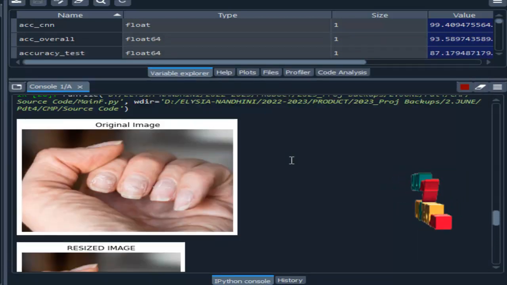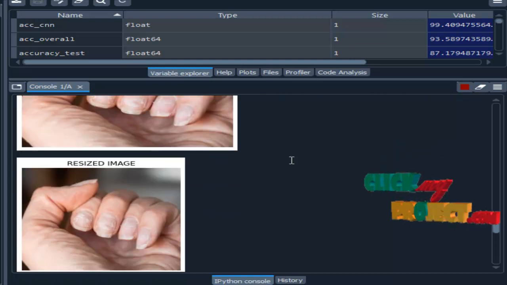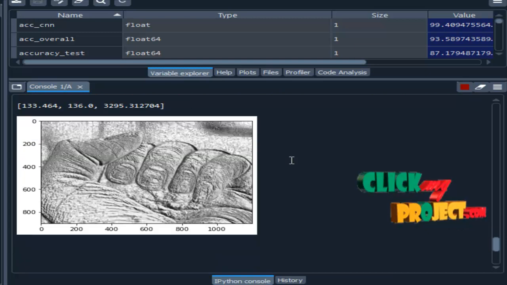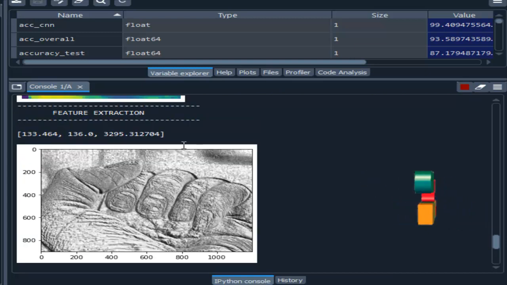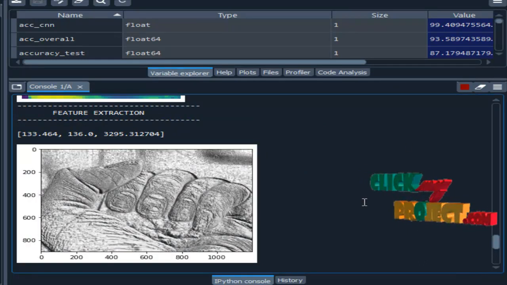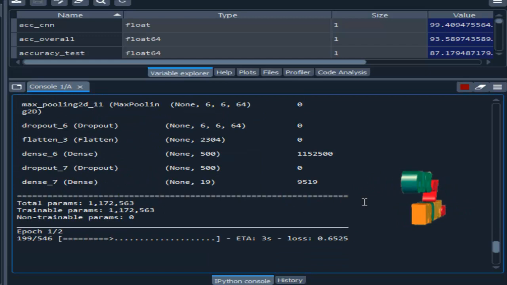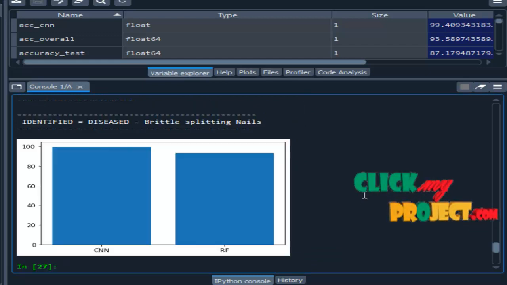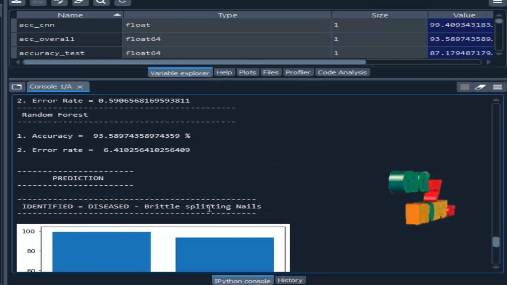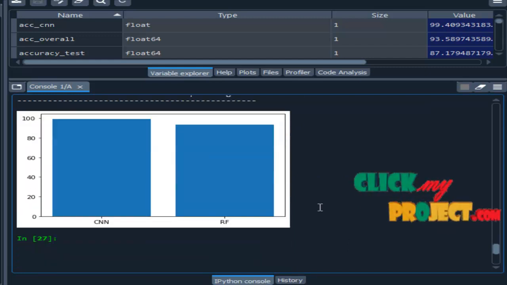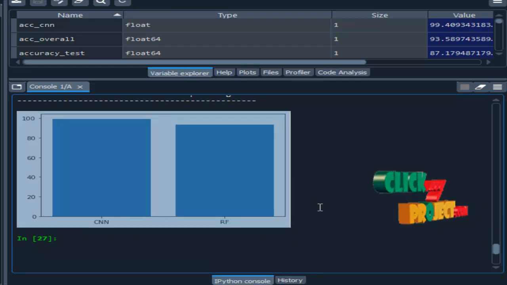So the same concept: original image, then resized image, grayscale conversion, feature extraction, then LBP, local binary pattern. So the selected input image is identified as brittle splitting nails. This is the comparison graph. So this is the output of our project.